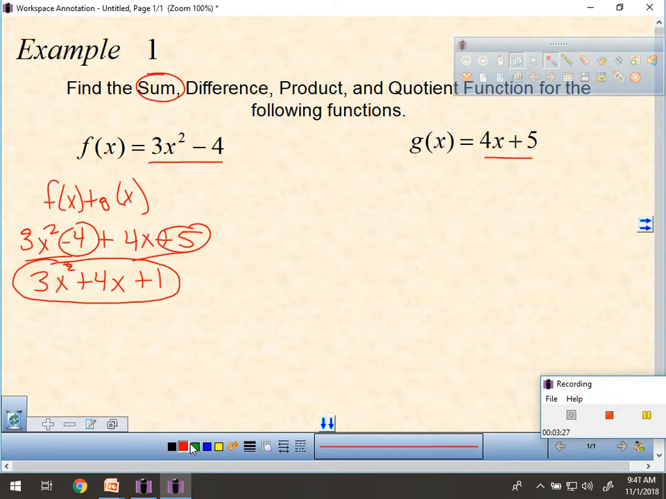I'm going to change color so you can see it a little bit better, too. Now, when we're talking about the difference, let's say I wanted you to do f of x minus g of x. So just like you can subtract two numbers, you can subtract two functions also.